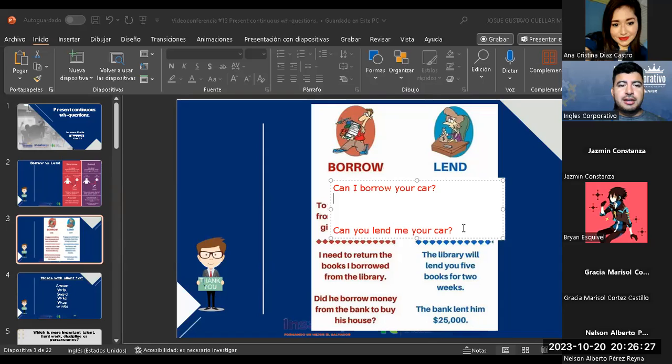Entonces, mi sugerencia es la siguiente. No se compliquen con ninguna de estas. Elijan una que más les gusta. In my opinion, this is my favorite. En lugar de can, podemos decir may o podemos decir could. Could I borrow your car? May I borrow your car? O podemos decir, may you lend me your car? Could you lend me your car?